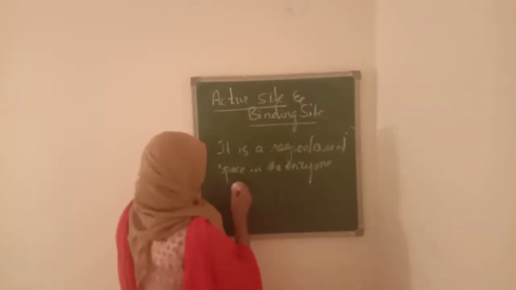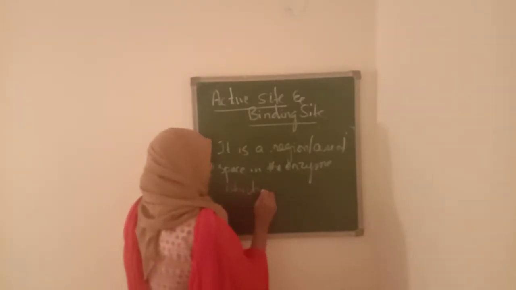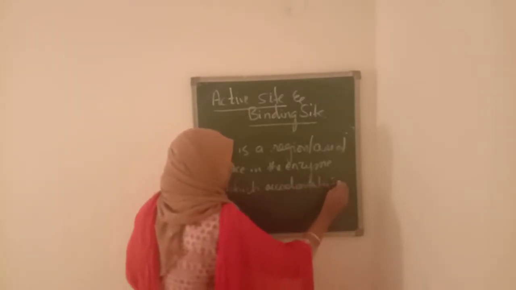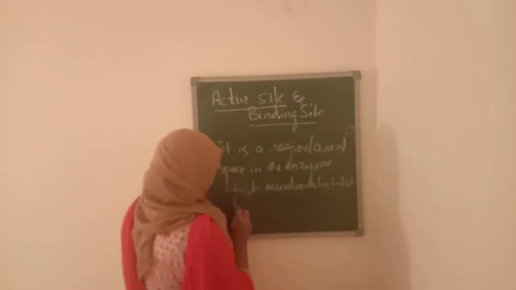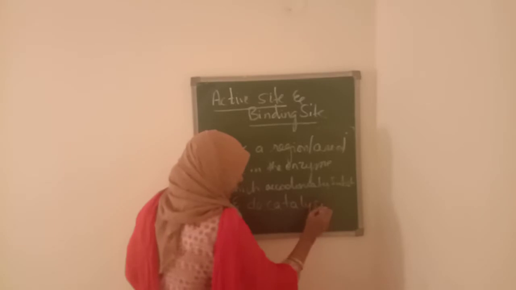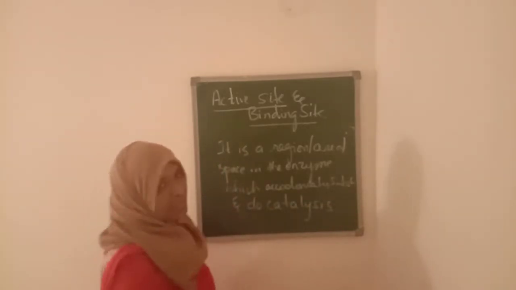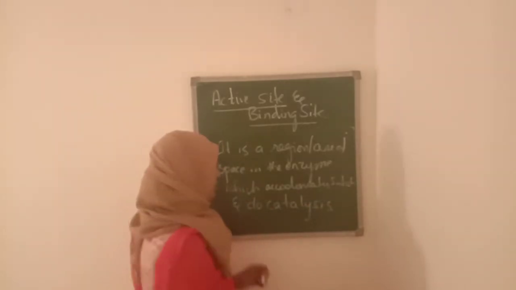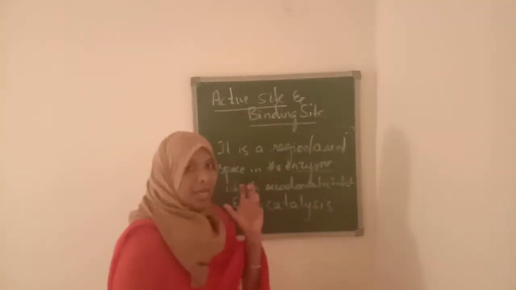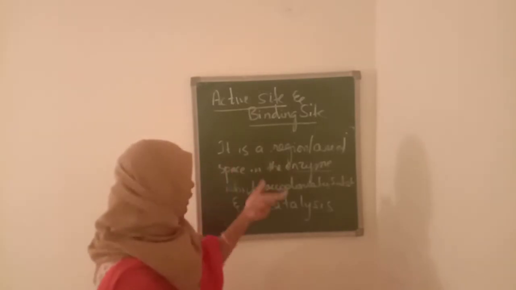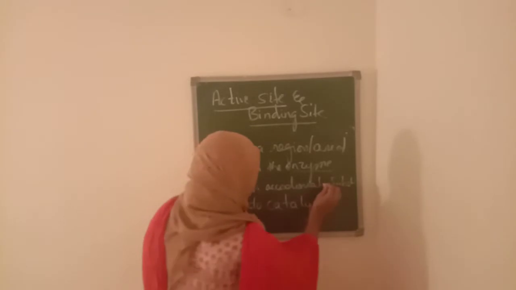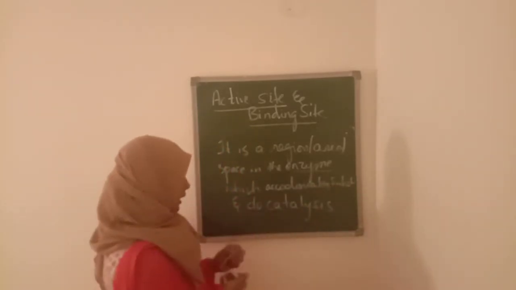which accommodates the substrate and does catalysis. That is known as the active site. There are four properties of the active site. First, it should be present on the enzyme. The active site is a region, area or space in the enzyme which accommodates the substrate and does the catalysis.